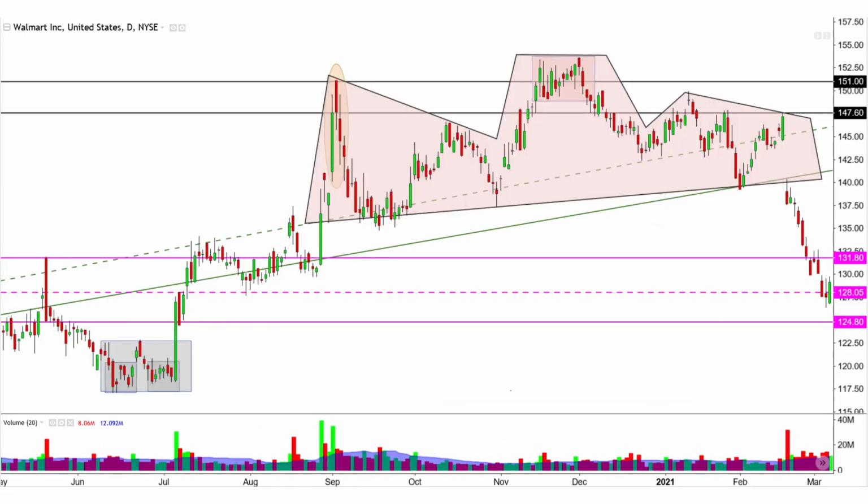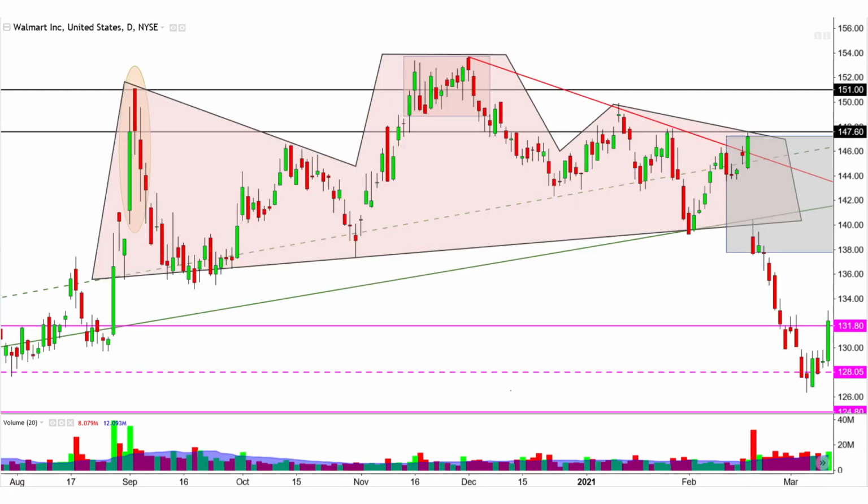A wide head and shoulders outline conveniently has its neckline range defined by old uptrend lines. The stable downtrend line on the right side, along with the gap down acceleration, provides a comprehensive series of references for future resistance if WMT can return over 135 in the future.